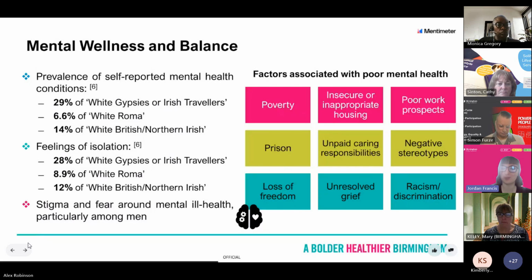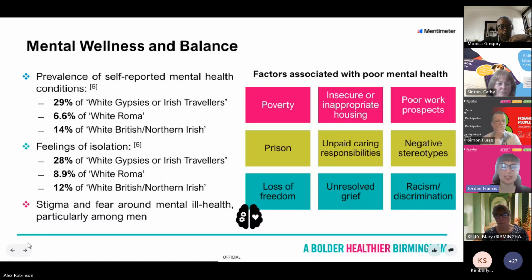And we've discussed that in a couple of other webinars, that actually it's aligned. There might be low use of mental health services, but high rates of compulsory admission or high rates of access in emergency situations. So again, the statistics should be taken with a pinch of salt when we talk about mental health, because of the stigma in a lot of communities around talking about your own mental health. When we look at the actual statistics, 29% of white Gypsies or Irish Travellers reported poor mental health conditions, compared to only 14% of white British.